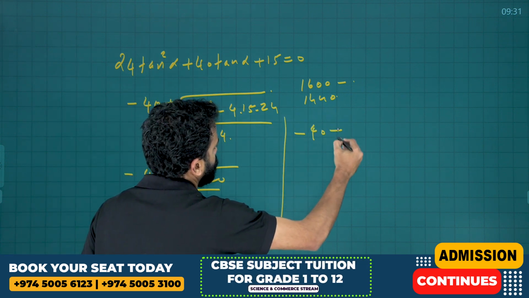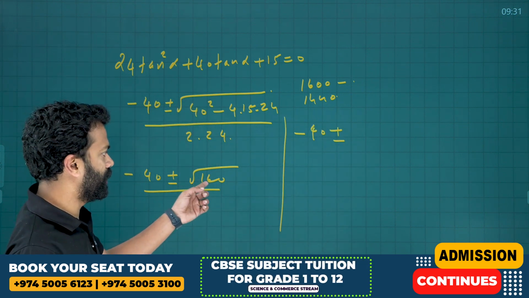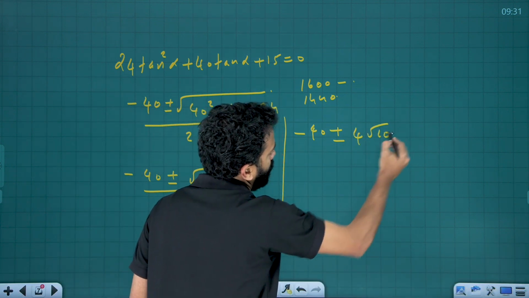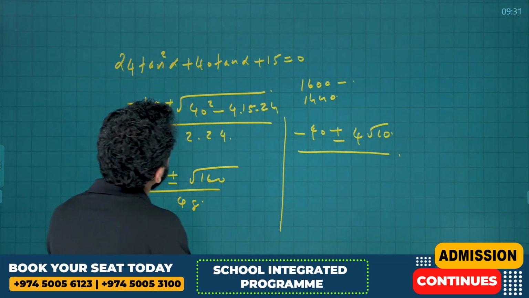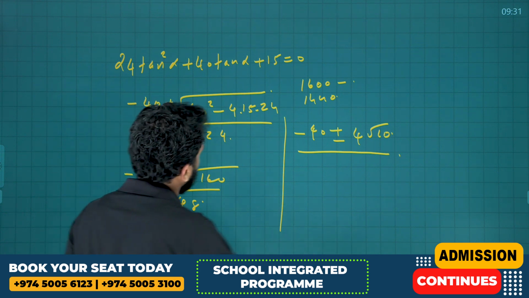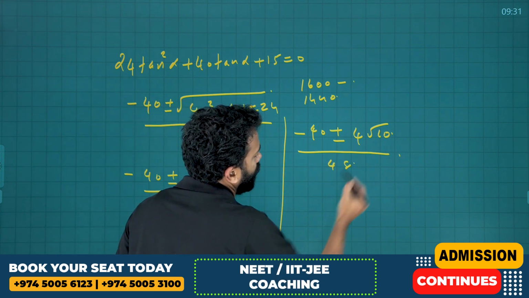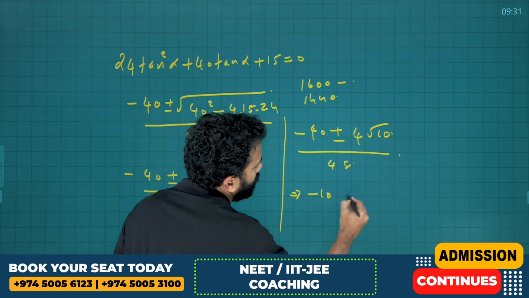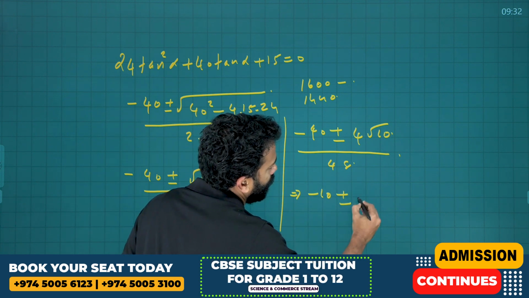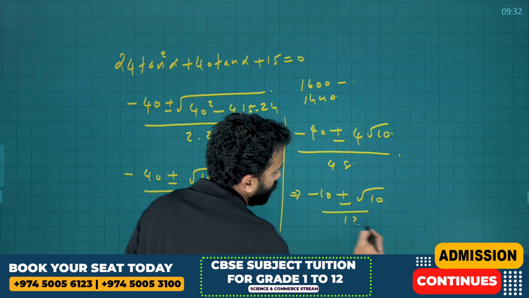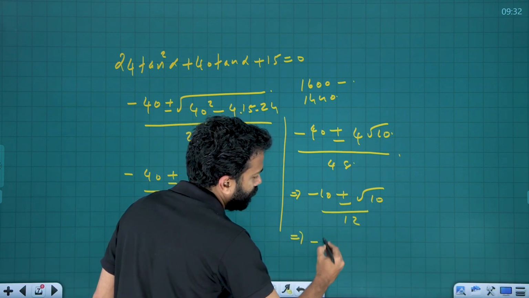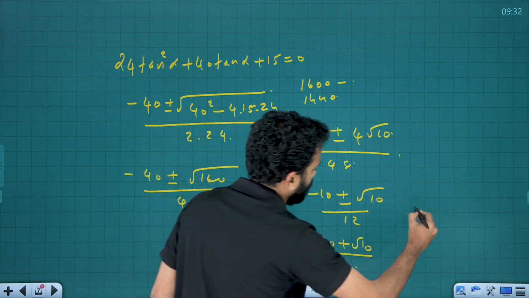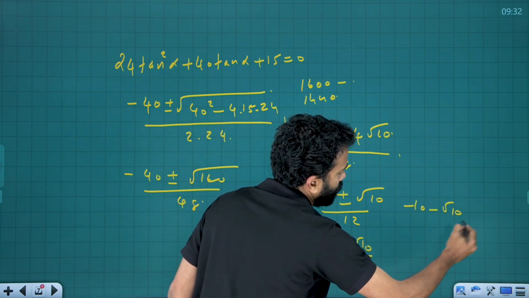Minus 40 plus or minus. See, from this root 160 take 16 outside. It becomes 4. That is 4 root 10 divided by 48. Okay. Cancel 4. That is, it becomes minus 10 plus or minus root 10 by 12. Therefore, two values of tan alpha. First value will be minus 10 plus root 10 by 12 and next value is minus 10 minus root 10 by 12.